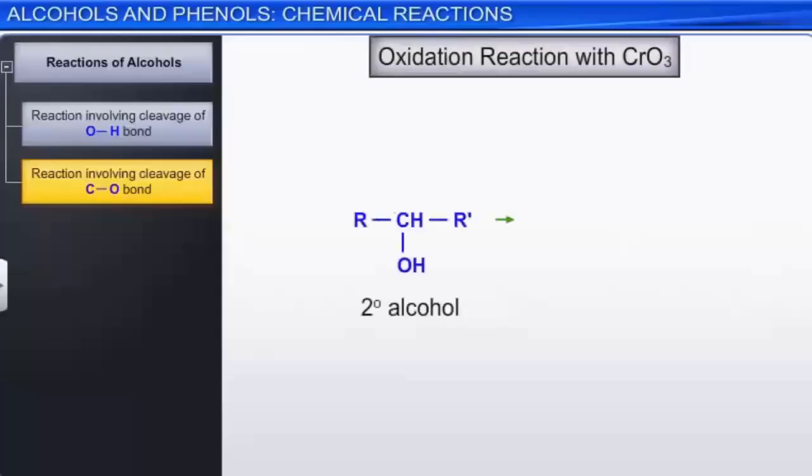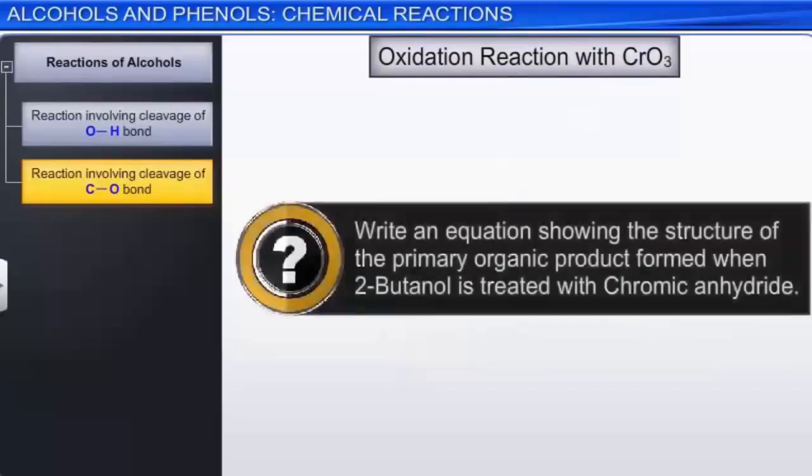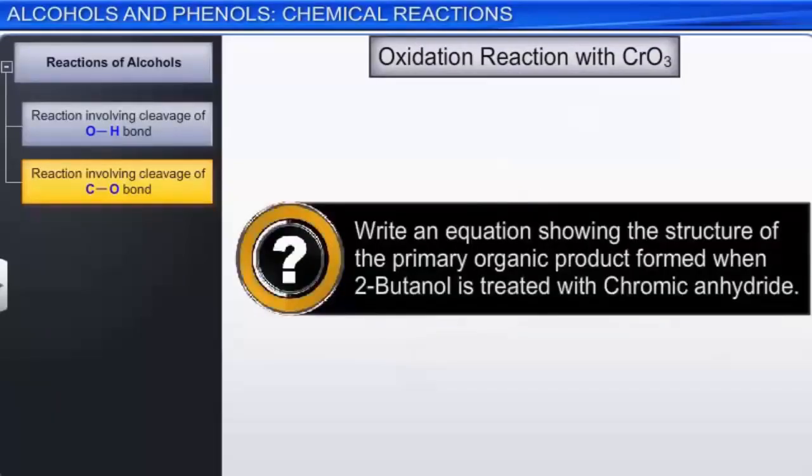Treating secondary alcohols with chromic anhydride will produce ketones. Try to answer this question independently before checking the answer. Write a balanced equation showing the structure of the primary organic product formed when 2-butanol is treated with chromic anhydride.